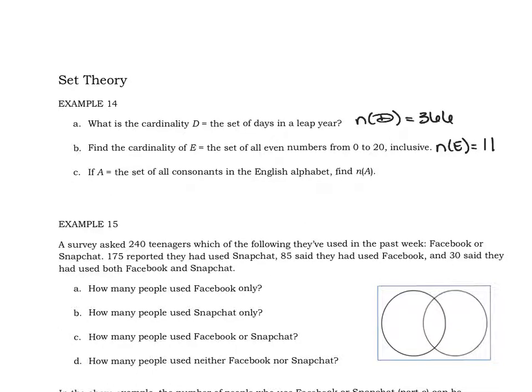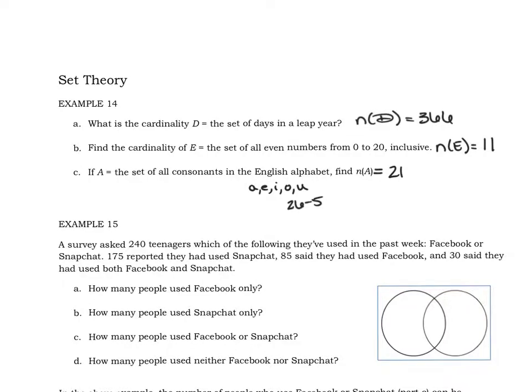And if A is the set of consonants in the English alphabet, find n of A. Well, easiest thing to do is count the vowels. The vowels are A, E, I, O, U. There are 5 of those. 26 letters in the alphabet. Take away the 5 vowels. That leaves us with 21.